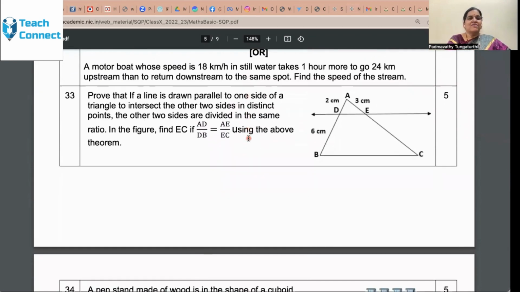Question number 33, prove that if a line is drawn parallel, it always goes to the basic proportionality theorem, and in that look for similar triangles. 2 things have to be taken care of.